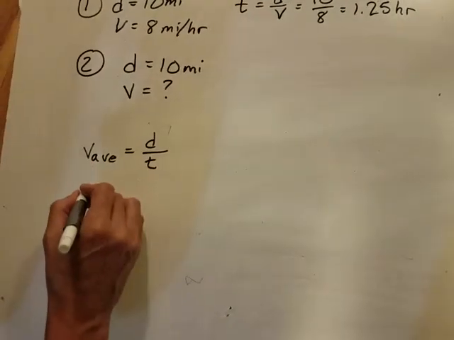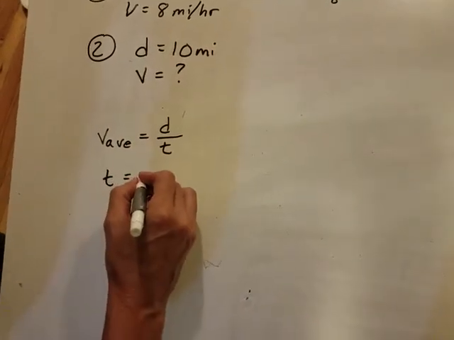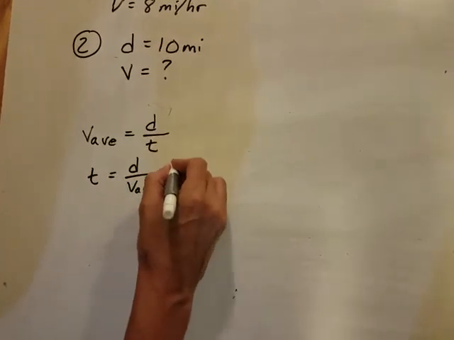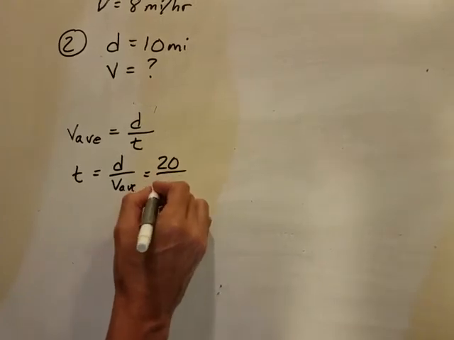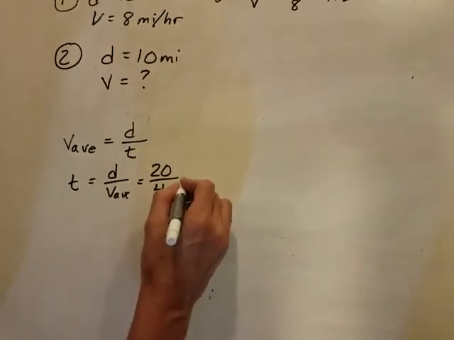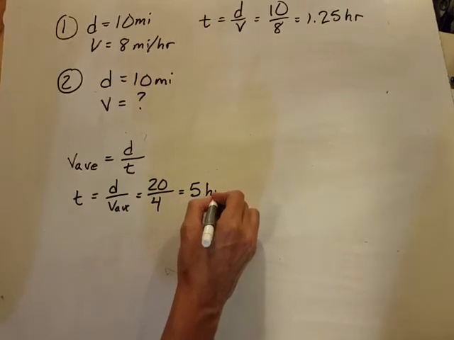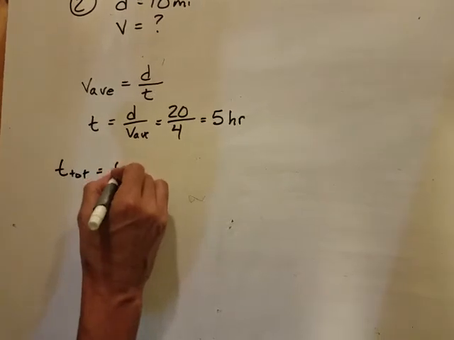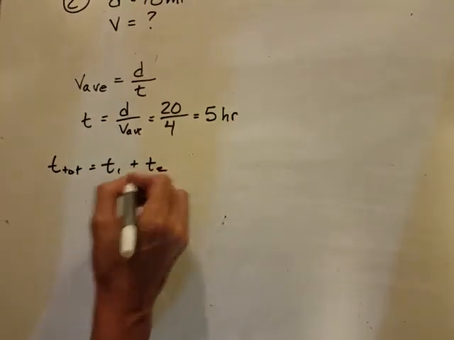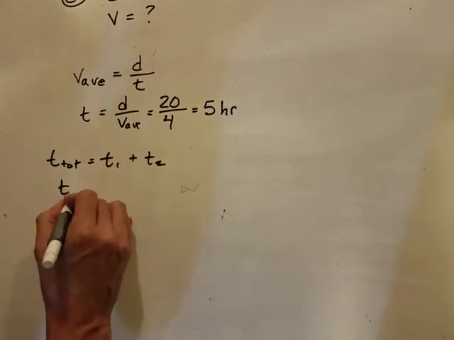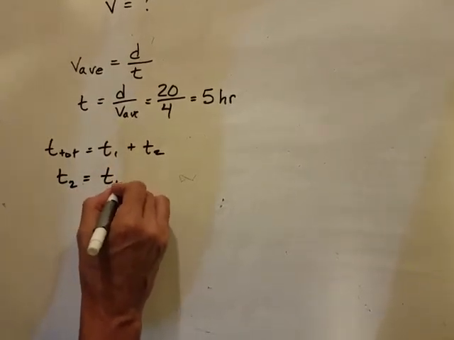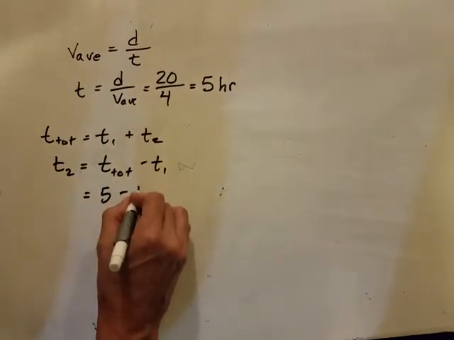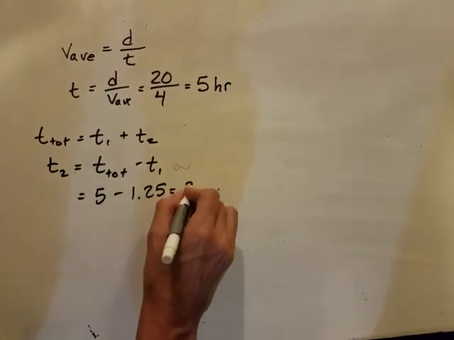So let's rearrange this equation. Total time is going to be equal to d over v average. Our total distance is 20 miles, just adding the two of those together, and 4 is what we've been given. So our total time is going to be 5 hours. Since our total time is equal to t1 plus t2, so the time for the first part and the time for the second part, the time for the second part is equal to t total minus t1. So that's 5 hours minus 1.25 hours, which is 3.75 hours.